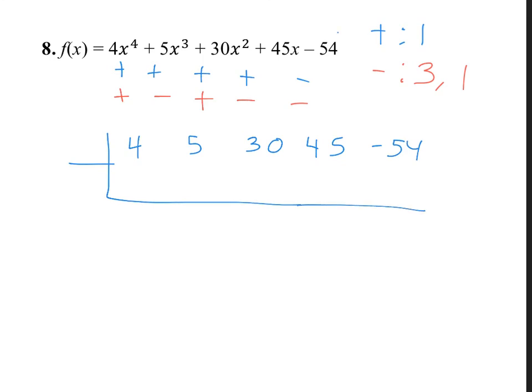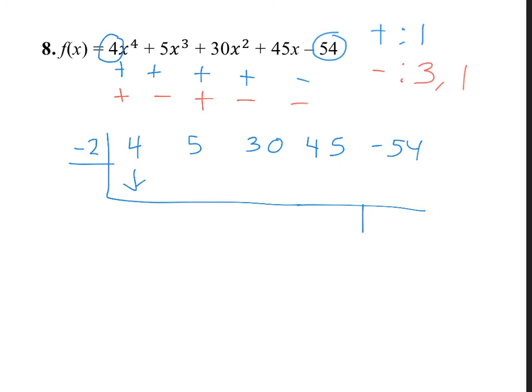Okay, and we know they have to be factors of 54 divided by factors of 4. All right, so I want to save you guys some time in this video and just go straight to the one that works. After guessing a few, I found that negative 2 works.